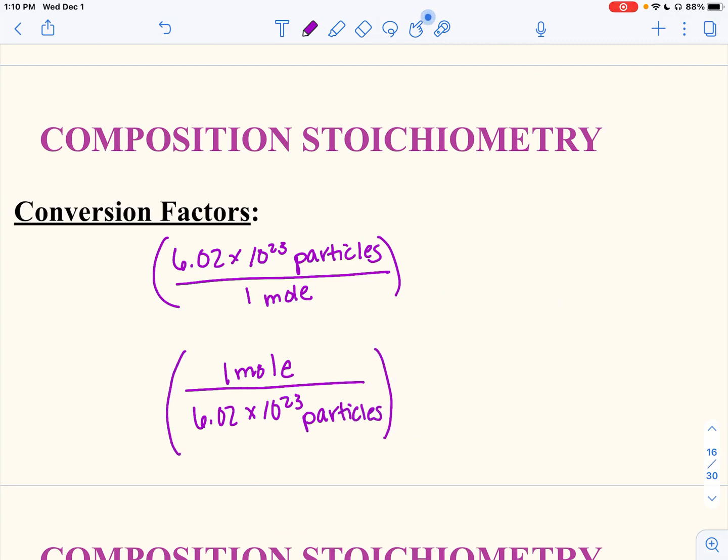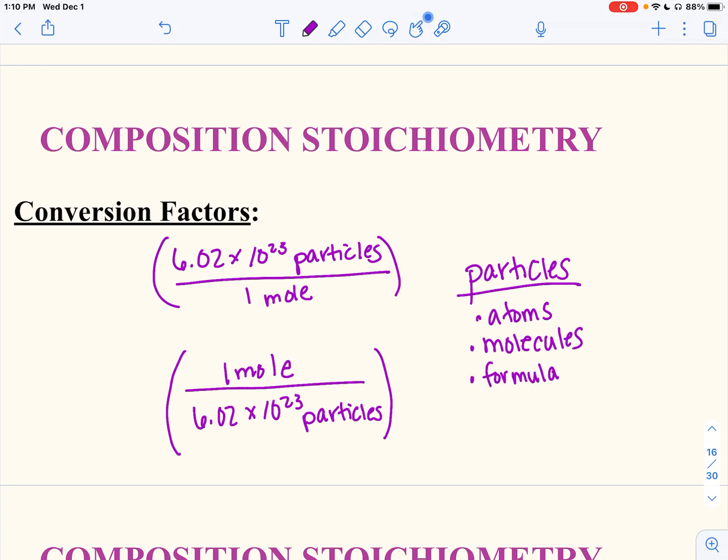Now, quite honestly, particles can be anything here. Like honestly, anything. But what you're most going to see in our class are atoms, molecules, and formula units, which is just the ionic version of a molecule. Molecules are covalent. Okay, so anytime you see any of those 3 things, you can use these 2 conversion factors.